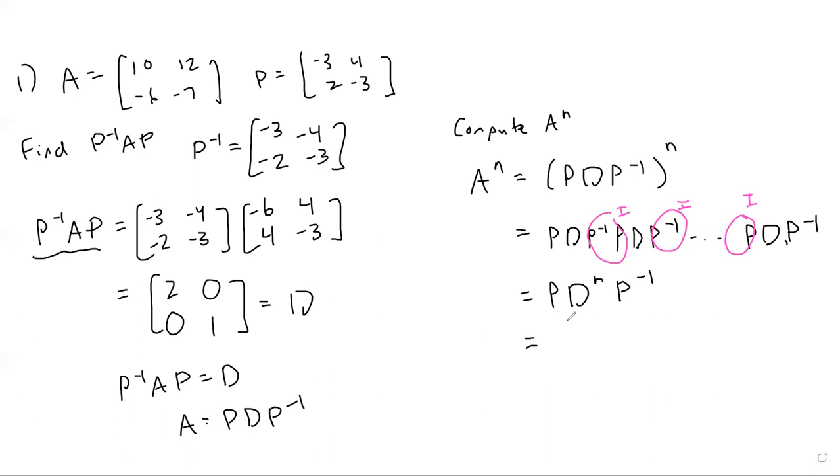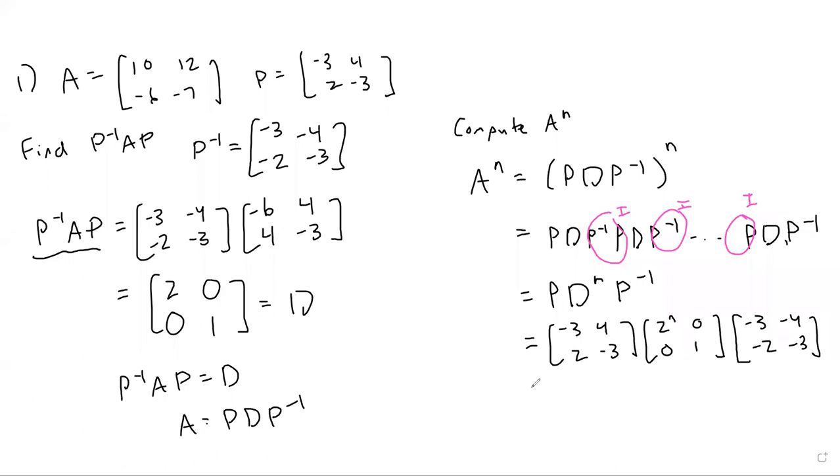And so I'm going to have my P, negative 3, 4, 2, and negative 3. And if I actually take this D to the power of n, it's just going to raise 2 to the n and 1 to the n, but I don't need to write that. And then my P to the negative 1 will be negative 3, negative 4, negative 2, and negative 3.